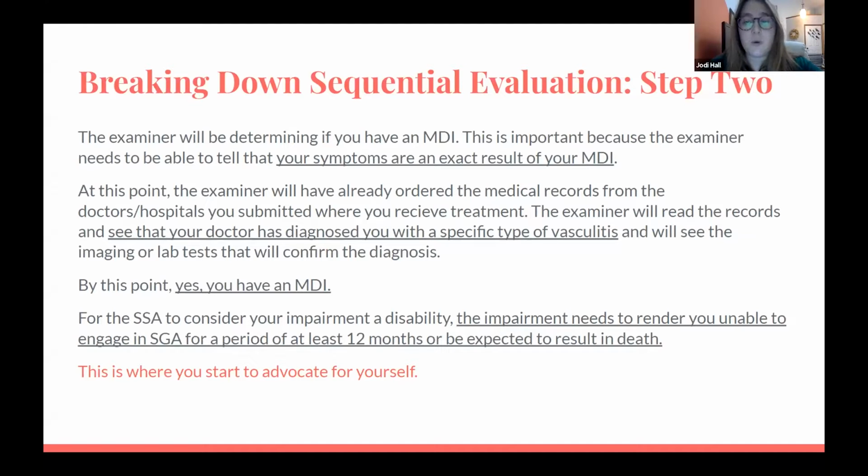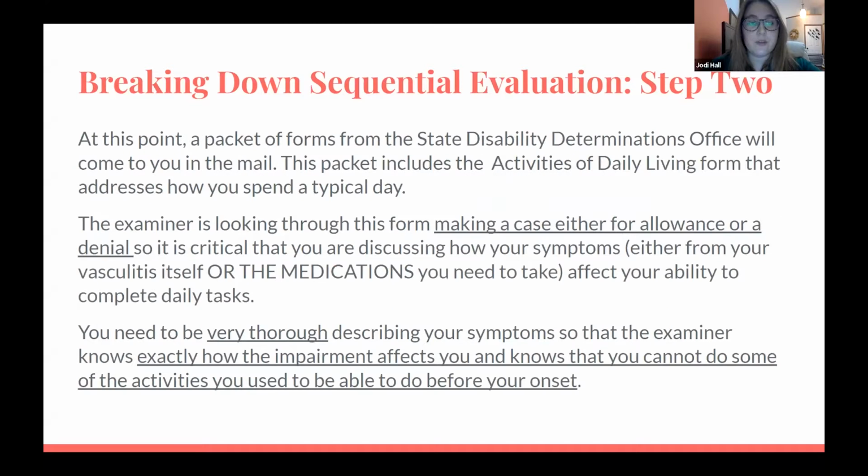And then at this point, you'll be receiving paperwork in the mail, and the paperwork will have what's called an activities of daily living form. It'll ask you things that you do every day, and you will be describing how your vasculitis impacts this. And then you'll also get a work history form, both of which I will talk about in more detail.